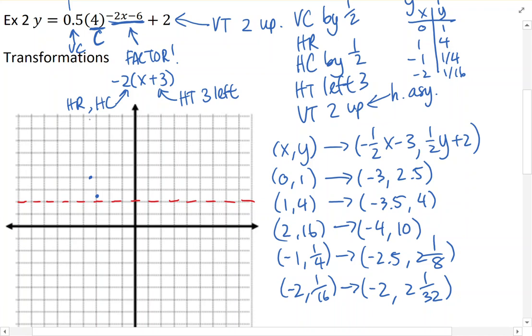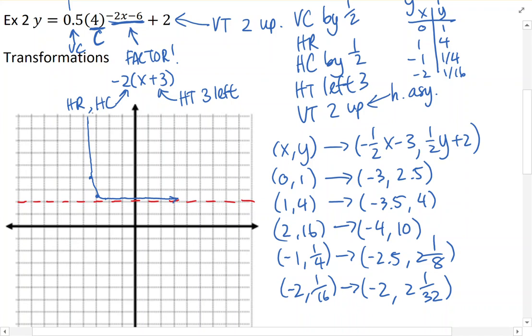Okay, so it's kind of off the chart already. So I'm just gonna draw a line and connect these guys. And then we have negative 1 and a quarter. No, sorry, not negative 1 and a quarter. Negative 2.5 and 2 1/8. Anyways, we just know it's gonna be approaching the line and getting really, really close.